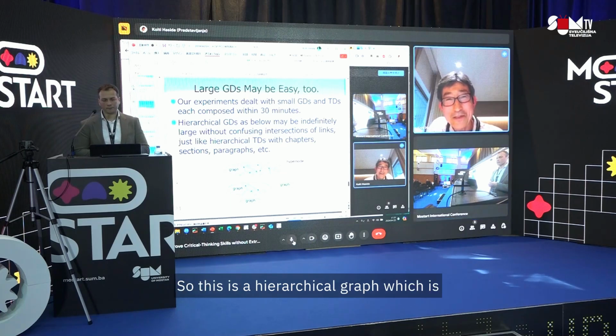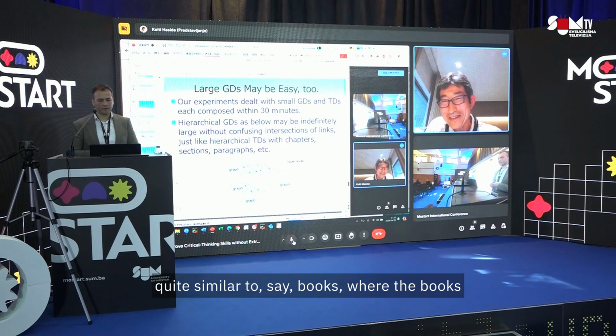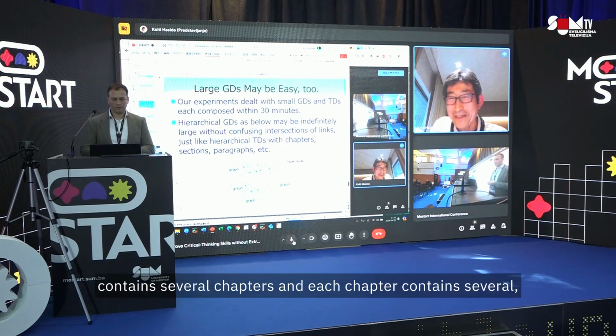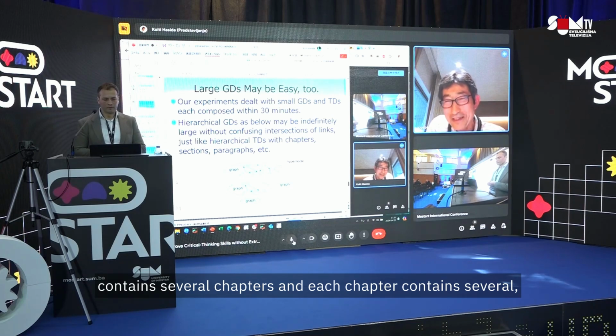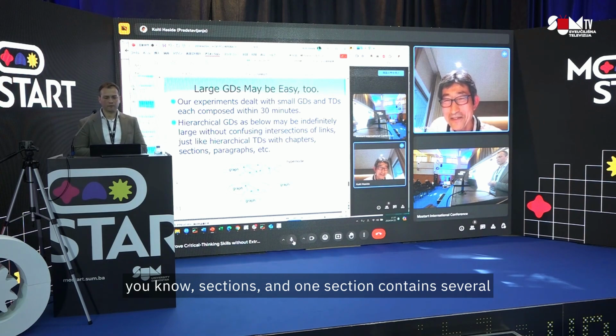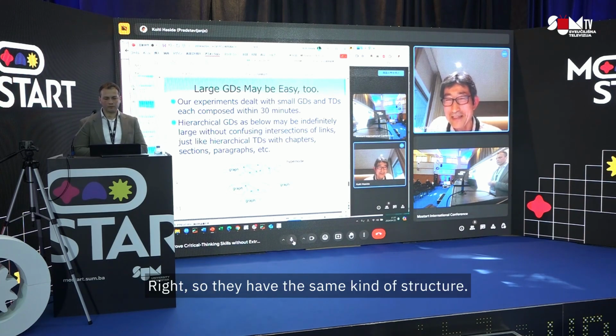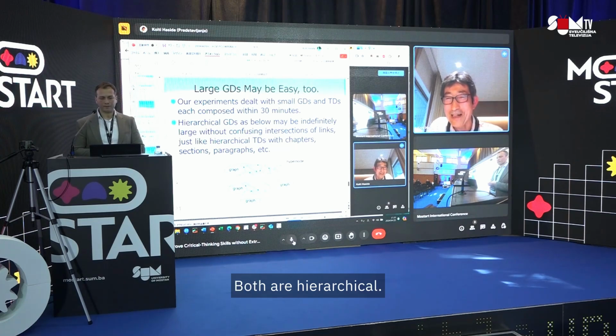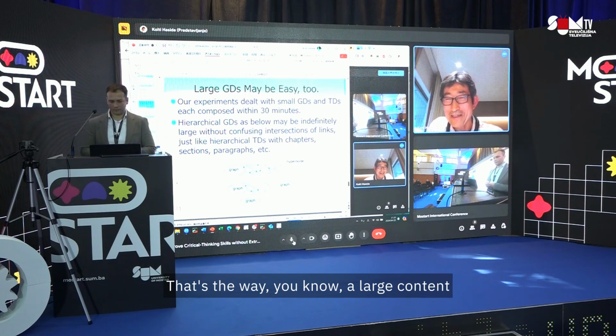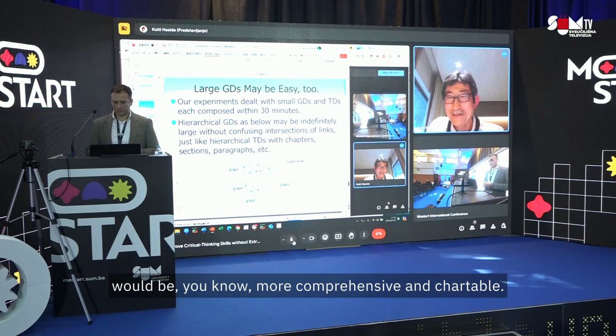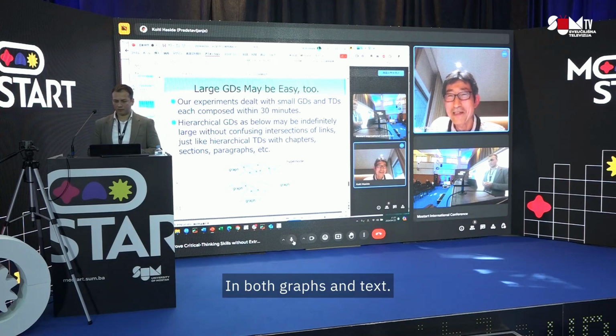Yeah. So this is a hierarchical graph, which is quite similar to, say, books, where the book contains several chapters, and each chapter contains several sections, and one section contains several paragraphs, and so on and so forth, right? So they have the same kind of structure. Both are hierarchical. That's the way large content would be more comprehensible and tractable, in both graphs and text.